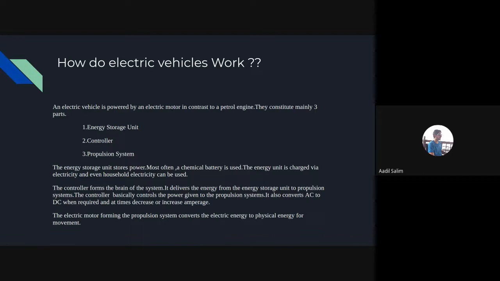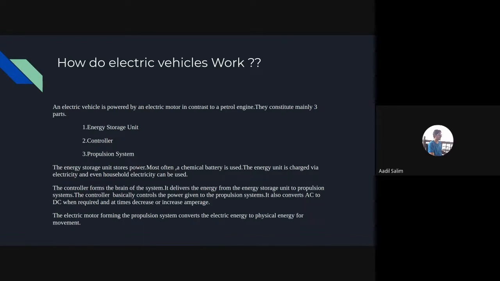It also is responsible for converting AC to DC. I mentioned earlier we can use AC also to recharge, even though the battery pack is essentially DC. These are DC batteries, not AC power, so we cannot directly recharge using AC. We need an AC to DC converter, and that is incorporated in the controller unit itself.